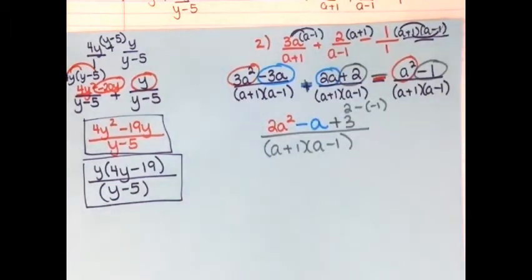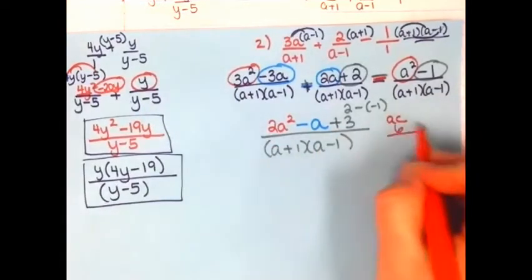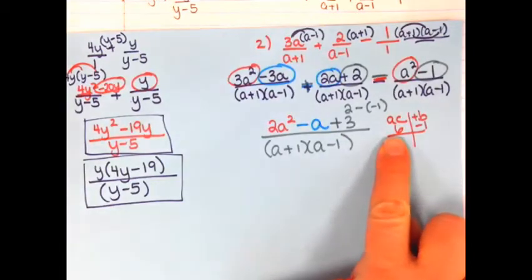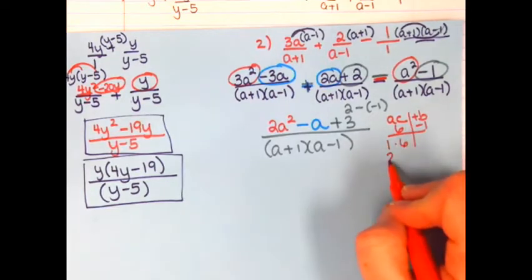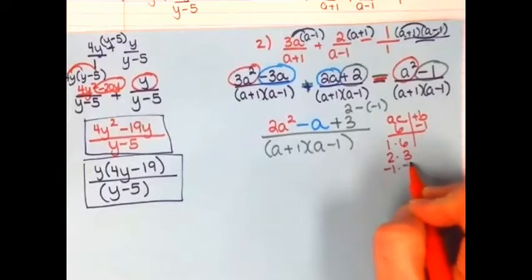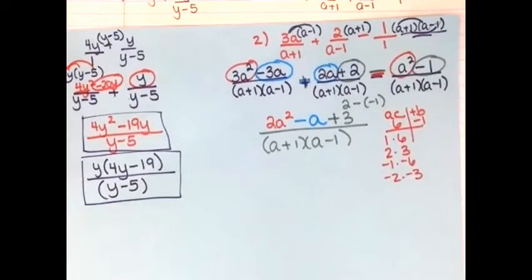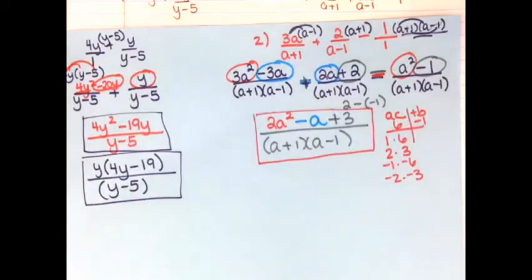Now, can we factor the numerator? Well, let's check. What's my a times c? 2 times 3 is 6. And we're adding to be what? Negative 1. What times what is a positive 6? A positive 1 and a positive 6, a 2 and a 3, or negative 1, negative 6, or negative 2 and negative 3. Does any of these add to be negative 1? No. So we can't factor the numerator. So this here is my final answer.